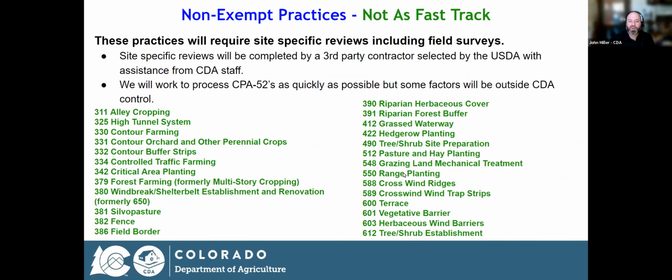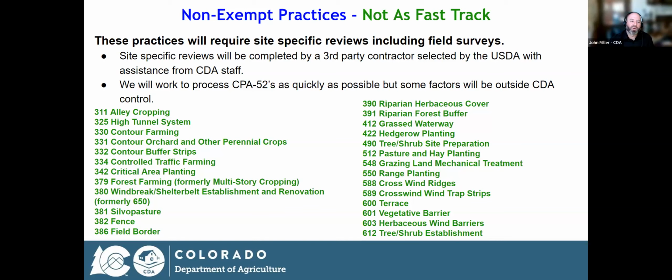Now, this is what we're calling the not as fast track. These are the non-exempt practices. Each of these practices, if a producer chooses something on this list, they will require site-specific reviews, including field surveys. The site-specific reviews will be completed by a third-party contractor selected by the USDA with assistance from CDA staff. We will work to process all these as quickly as possible, but there will be factors outside of CDA control.